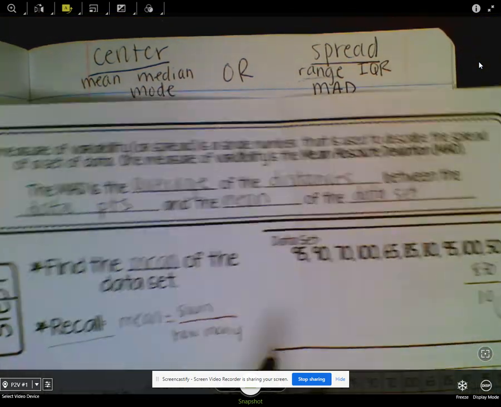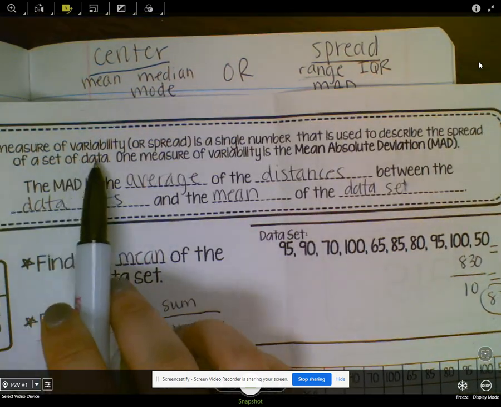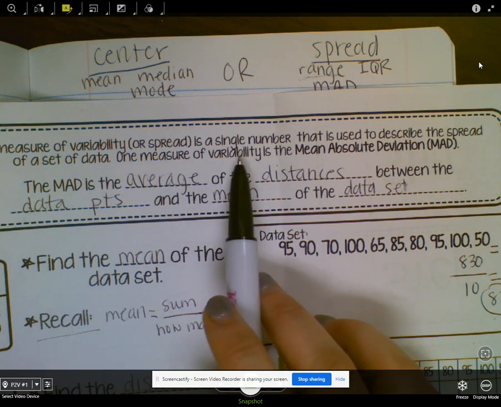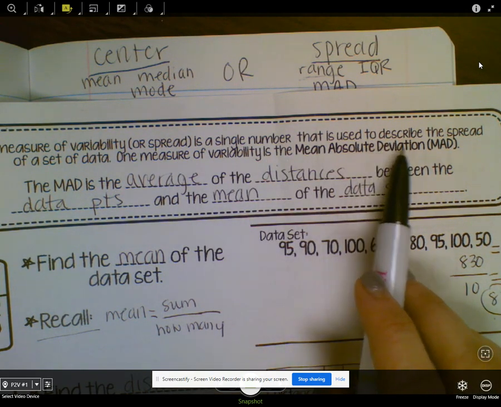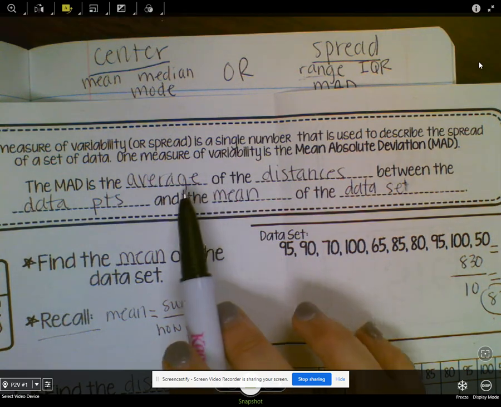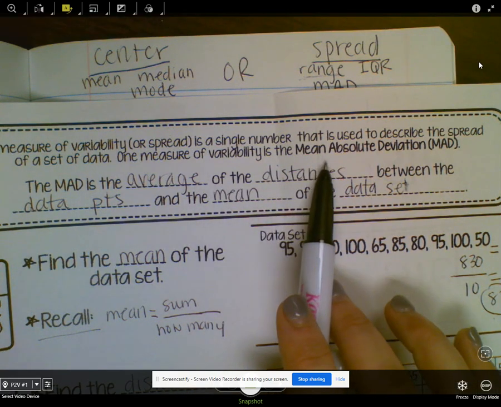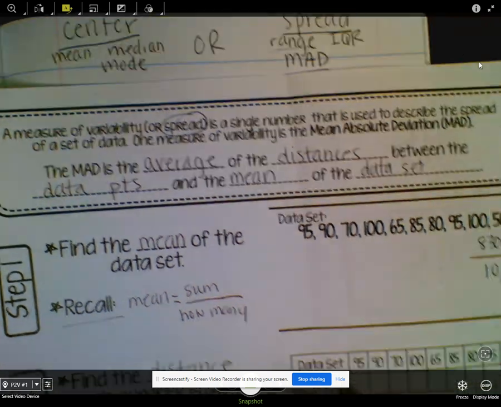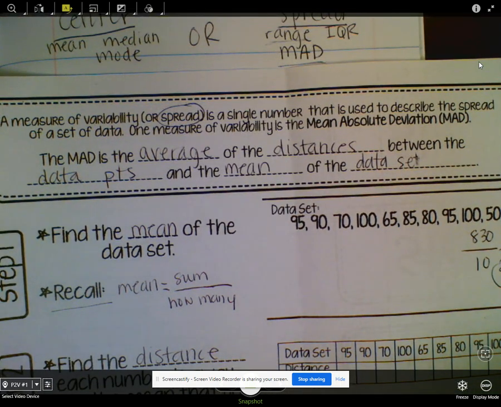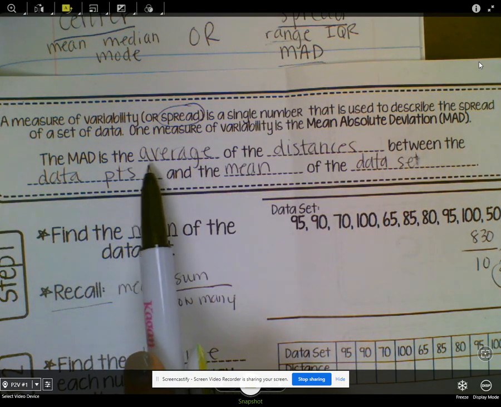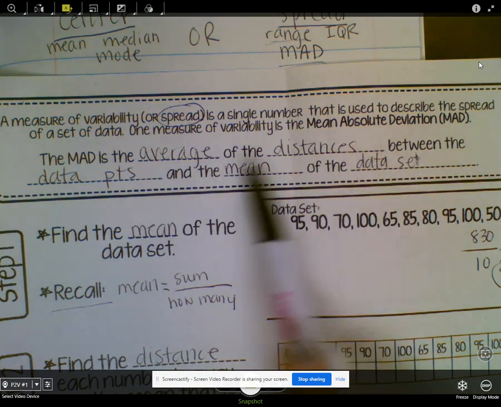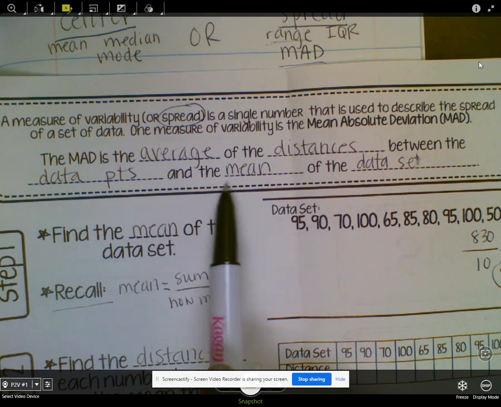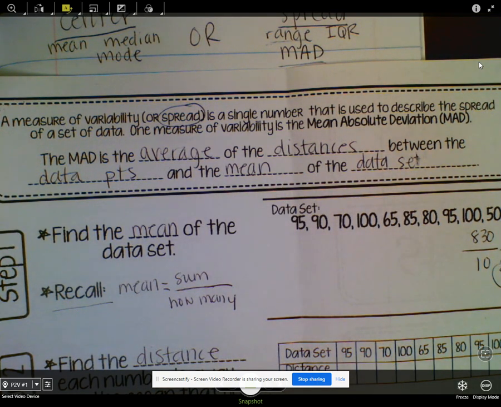Okay, so this right here is saying a measure of variability or spread is a single number that is used to describe the spread of a data set. One measure of variability is mean absolute deviation. So we're focusing on the word spread here. How far apart are the numbers? Okay, I'm just going to read this off. It's not going to make much sense yet. This is what you're putting in. The MAD is the average of the distances between the data points and the mean of the data set. So you're just measuring how far away from the mean am I.